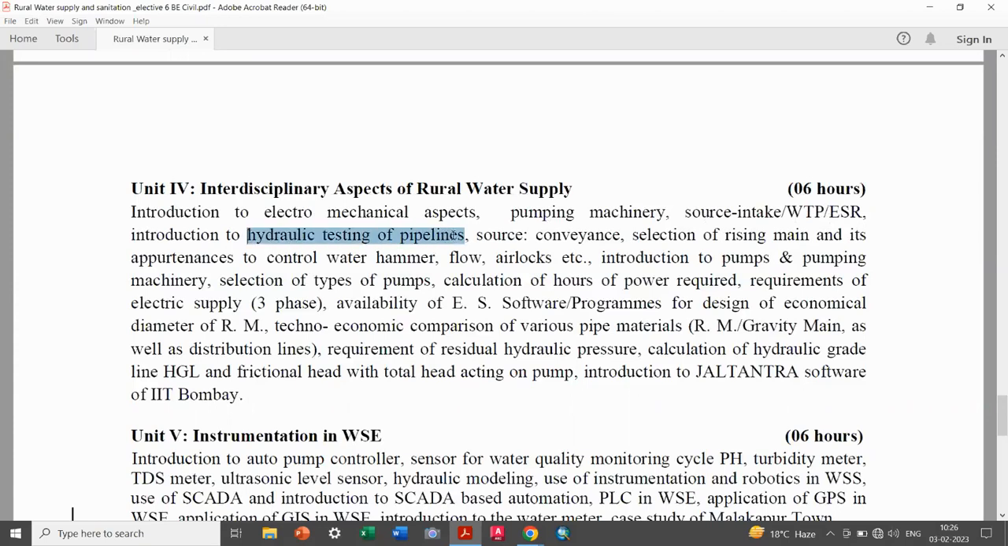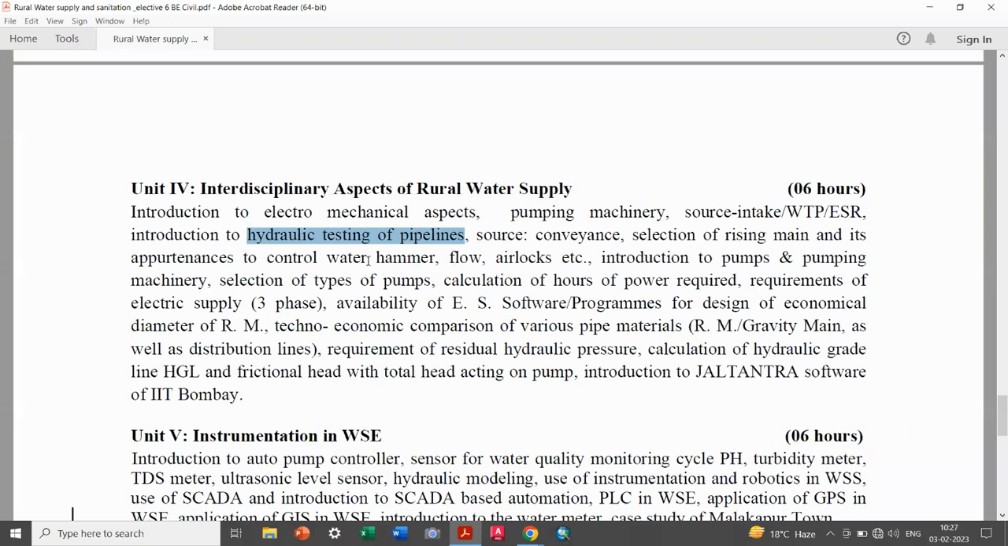Hydraulic testing is related to testing of pipelines, hydraulic pressure, then again discharge capacity and losses that we can see. Source conveyance, selection of rising mains and its appurtenances to control water hammer. After closing of the water at one place, you will see that there is a generation of backward waves, which creates pressure on the pipeline. So that is water hammer.